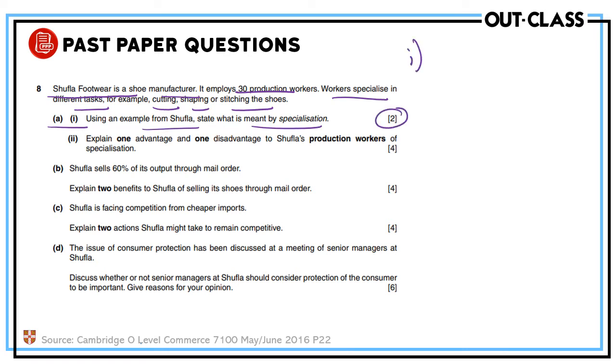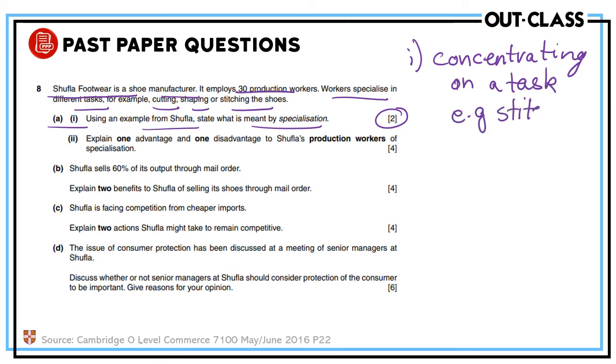So you can write the definition of specialization, that is concentrating on a particular task or a process, and you have to give the example from the question. So you can choose any of these three, that is cutting, shaping, or stitching. Now, explain one advantage and one disadvantage to Shufla's production workers of specialization. This is for 4 marks. So 2 marks for each.